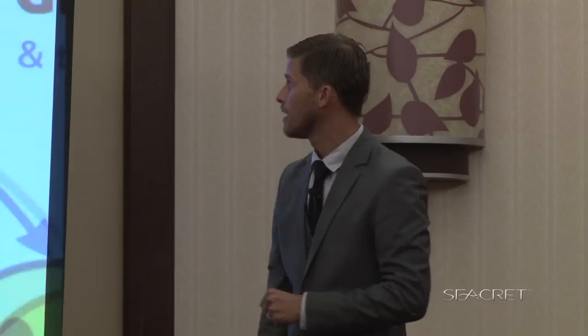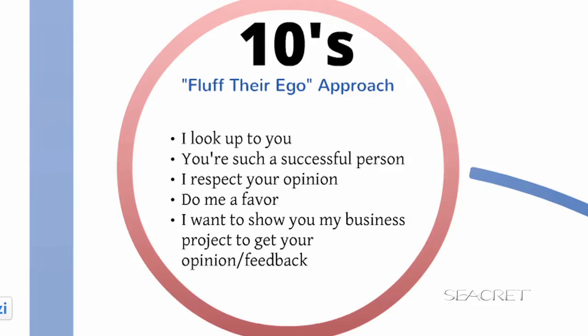Now, what I'm going to teach you is how to approach these 3 different types of people, so get your notepads and pens ready, okay? The first thing is the 10s. How do you approach your 10s? Very simple. You fluff their ego, okay? Let's imagine, right? We have Uncle Bob. He's your uncle. He's a successful real estate agent or whatever.